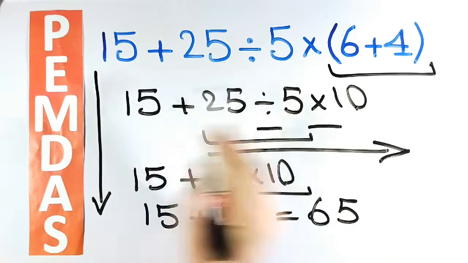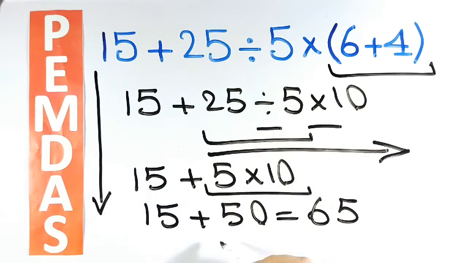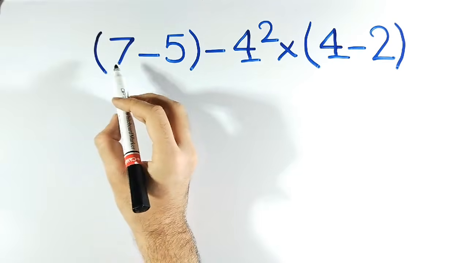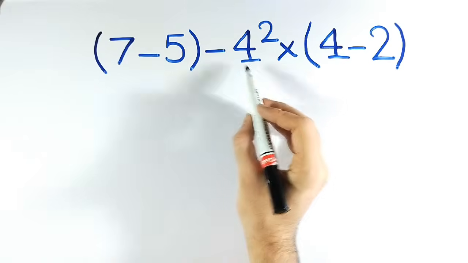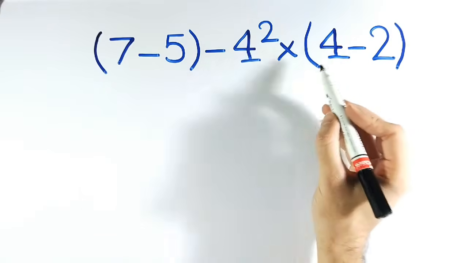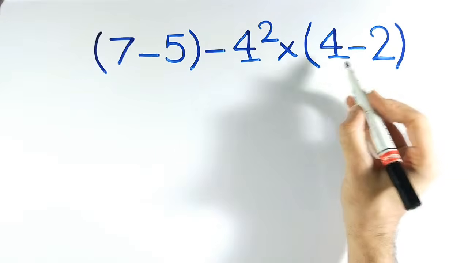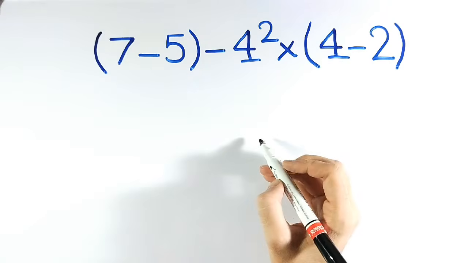Okay, let's solve the final math question together. What is the value of the expression 7 minus 5, inside the parentheses, minus 4 squared multiplied by open parentheses, 4 minus 2 close parentheses?